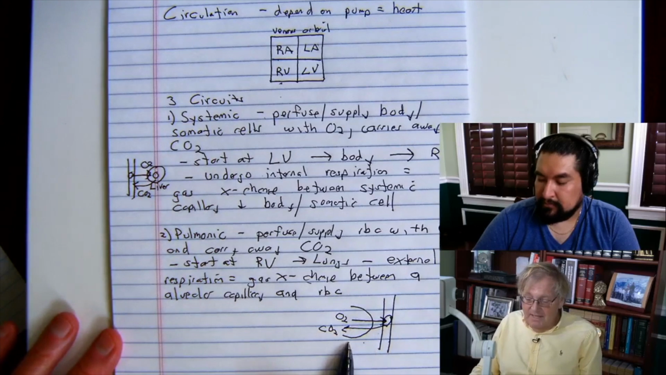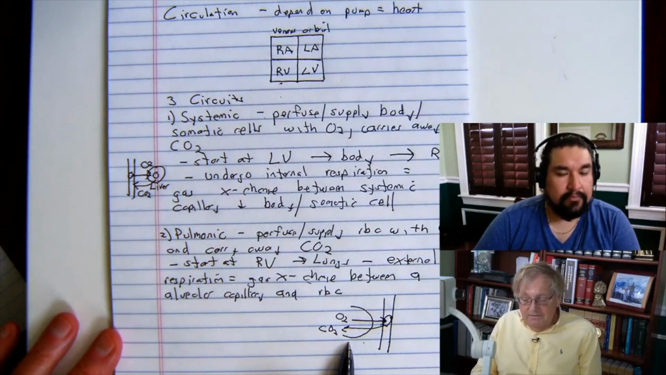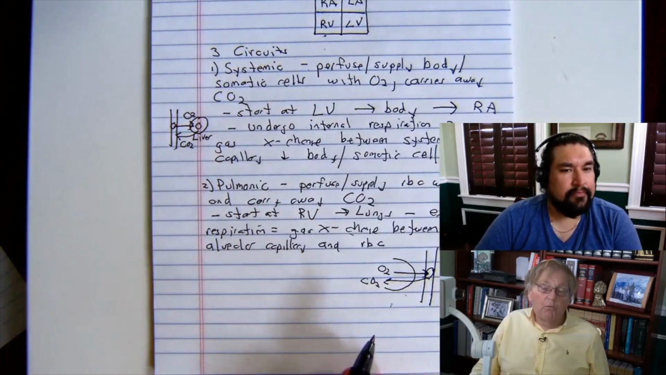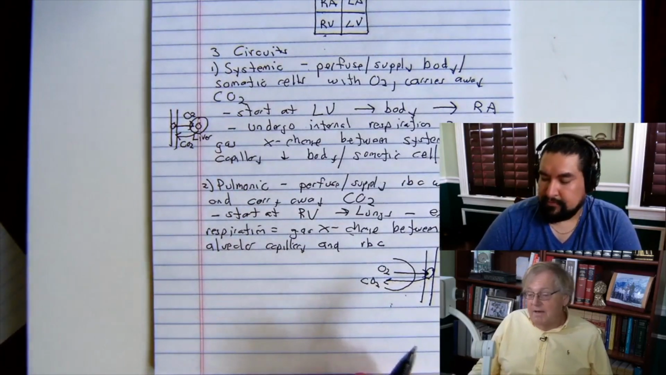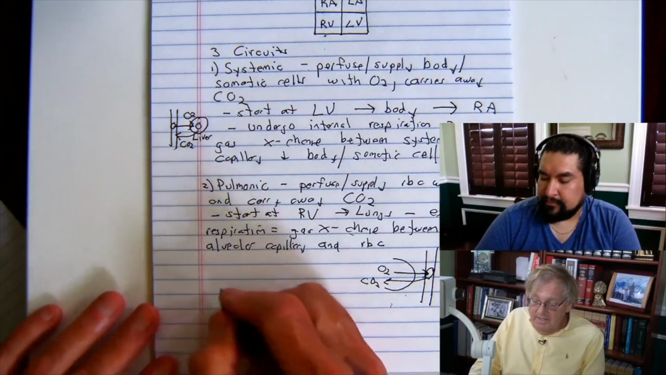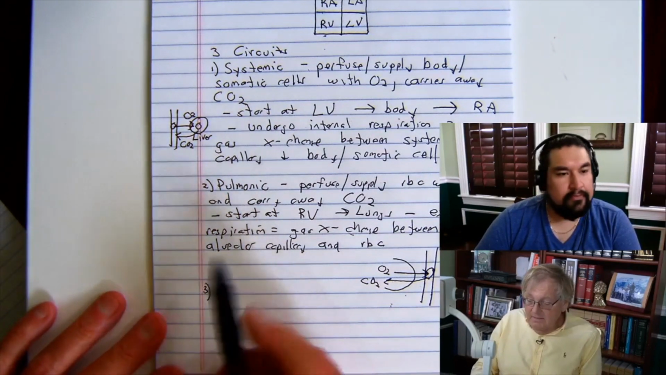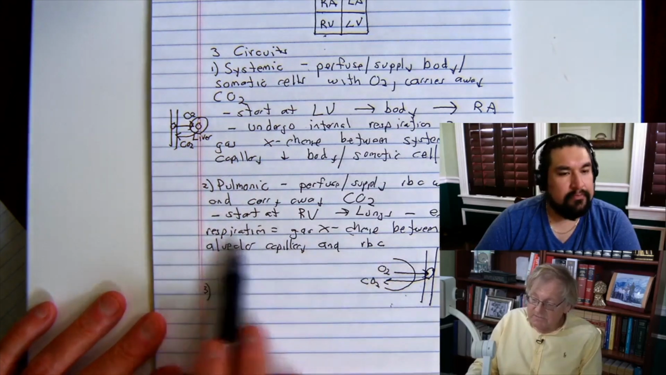Over here, what I'm doing is I'm bringing oxygen into the red blood cell and carrying away the carbon dioxide. All right? The third circuit that we've got is going to be probably the most important one, because without that, none of the other circuits would function. And therefore, that's going to be, let me finish this. So it starts at the right ventricle.